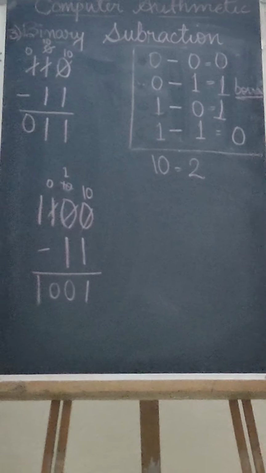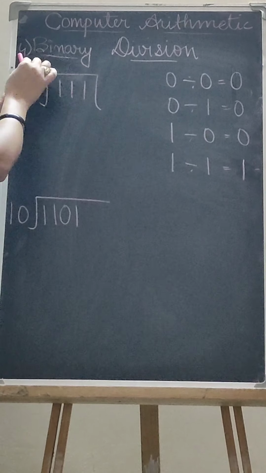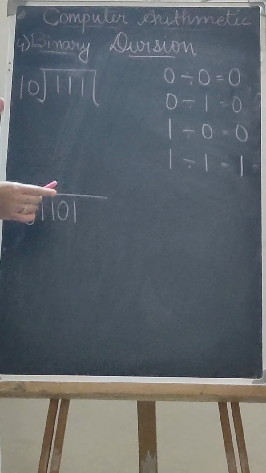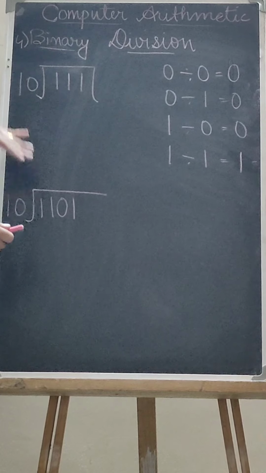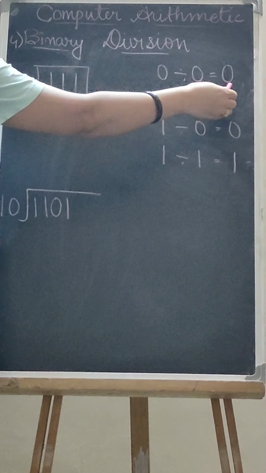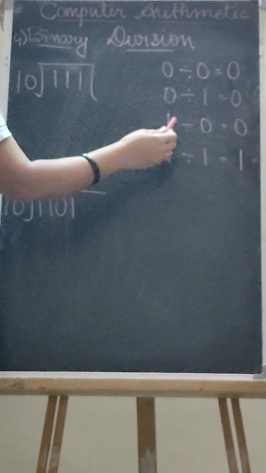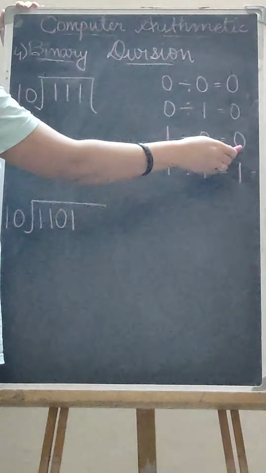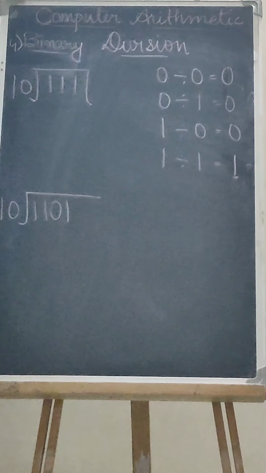Now this students, the fourth one is binary division. Means division we have to do in this one. Before starting this division, let's check the rules. 0 divided by 0 will become 0. 0 divided by 1 will give you 0. 1 divided by 0 is 0. But when we divide 1 by 1, it will give you 1.